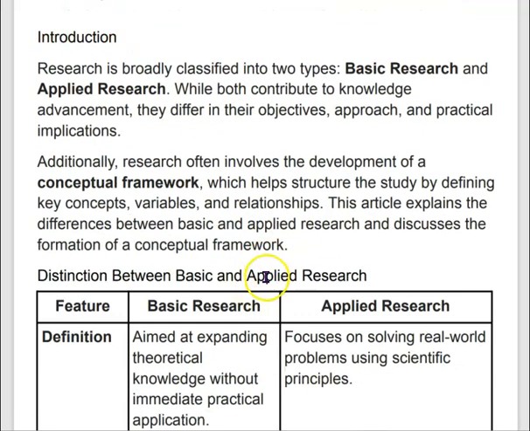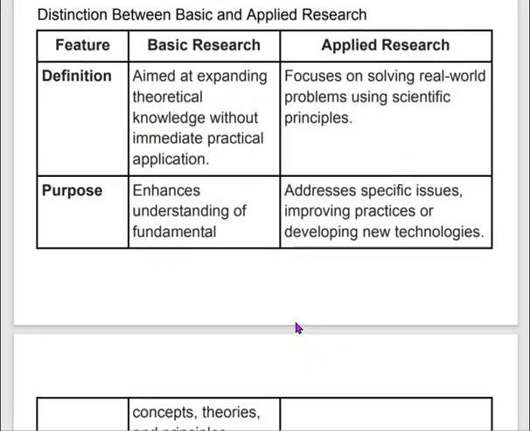We also need to know about conceptual framework. Conceptual framework is basically a structure that helps us know what the key concepts are, what the variables are, what the relationships are, everything. It is like a to-do list in which you write everything and keep it. So we'll just see what is the difference between basic and applied research.